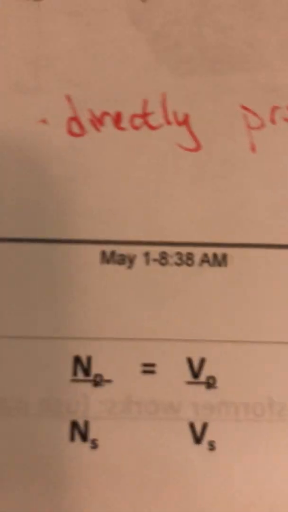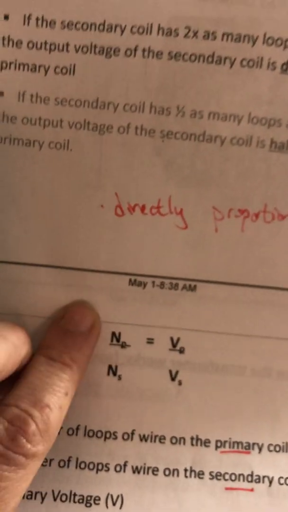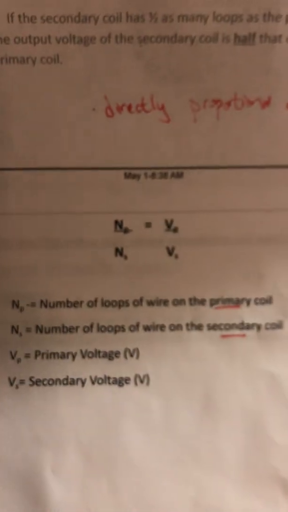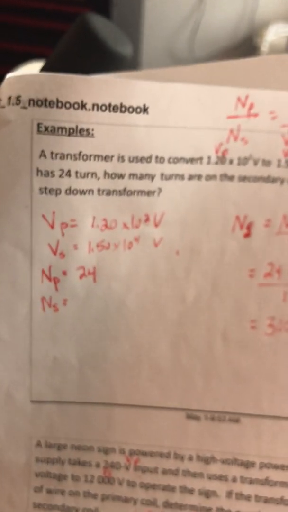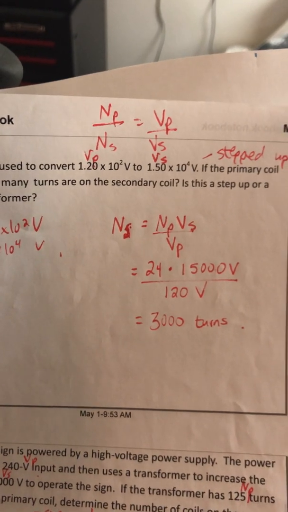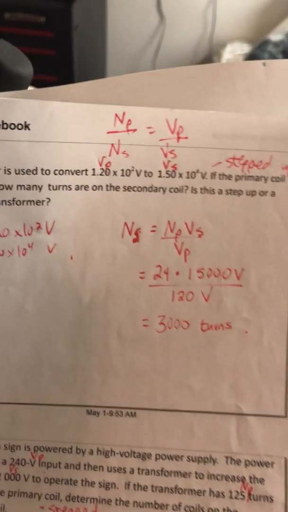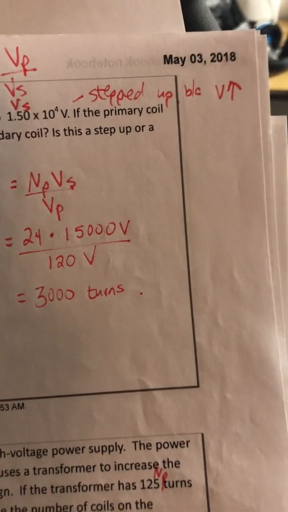As I said, if we're instead comparing secondary to primary, we'd have to flip the whole thing. So again, it would be the inverse relationship if you're solving for the opposite one. All right, so here's some examples for this. A transformer is used to convert 1.2 times 10 to the 2 volts to 1.5 times 10 to the 4 volts. Notice how we go to a higher voltage. That would mean stepping up because it's increased.